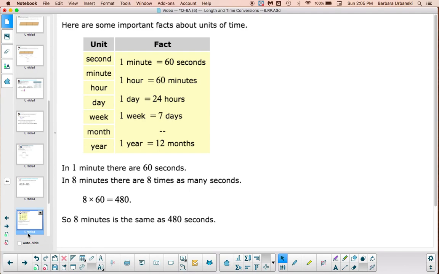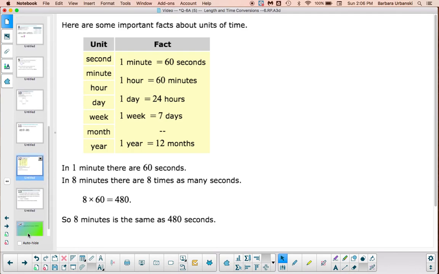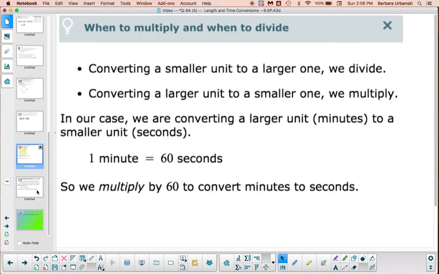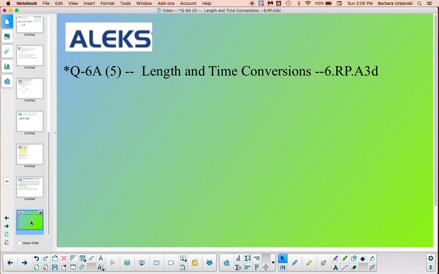Here they're giving you the facts about units of time. Again, if you don't know these, you should memorize them. You need to memorize those. It's very important. And again, converting small to large, divide. If you have large to small, multiply. And that is it.